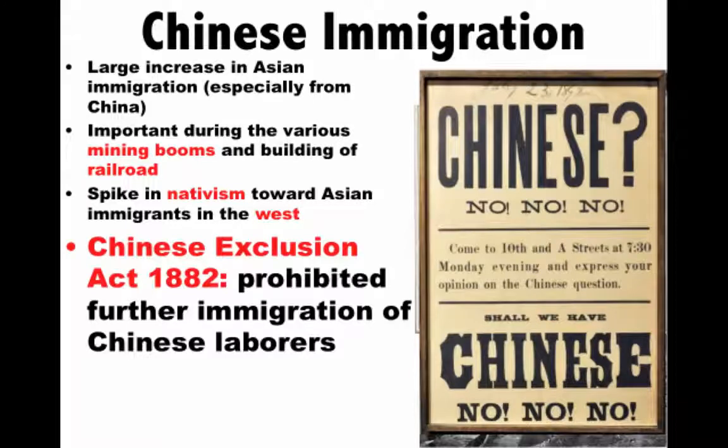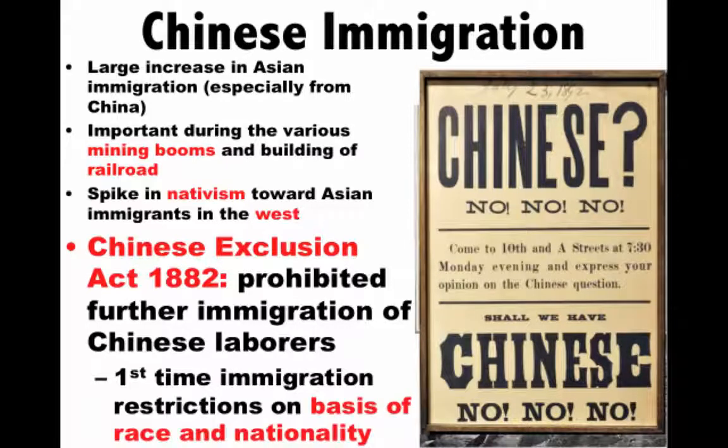And as a result of this, you're going to get a very important law, the Chinese Exclusion Act of 1882, which prohibited further immigration of Chinese laborers to the United States. And this is a hugely important law because it's the first time immigration restrictions were put in place on the basis of race and nationality. And what you see in the Chinese Exclusion Act is a national policy of discrimination towards Chinese immigrants because of race.